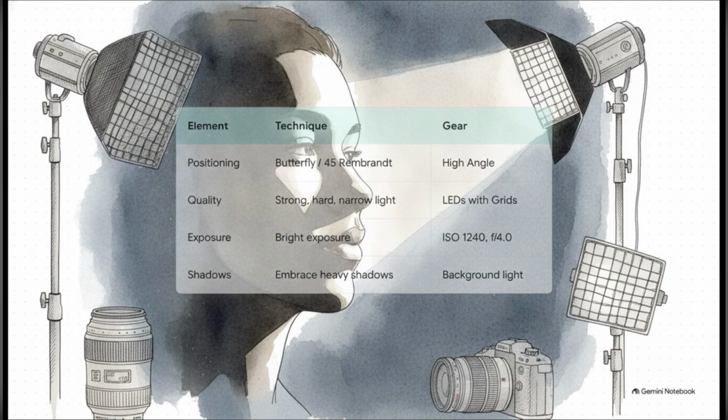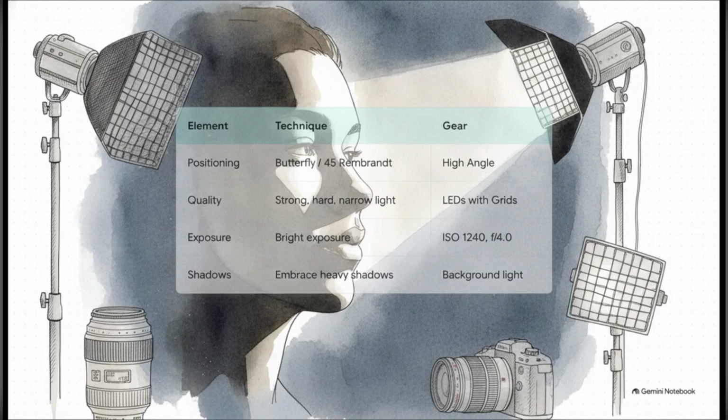And guess what? You can recreate this impactful aesthetic today. You just have to strictly control 4 elements. First, positioning. Use a high-angle butterfly or 45-degree Rembrandt setup to really shape the face. Second, quality. You want strong, hard, narrow light, which you can get using grids on modern LEDs.